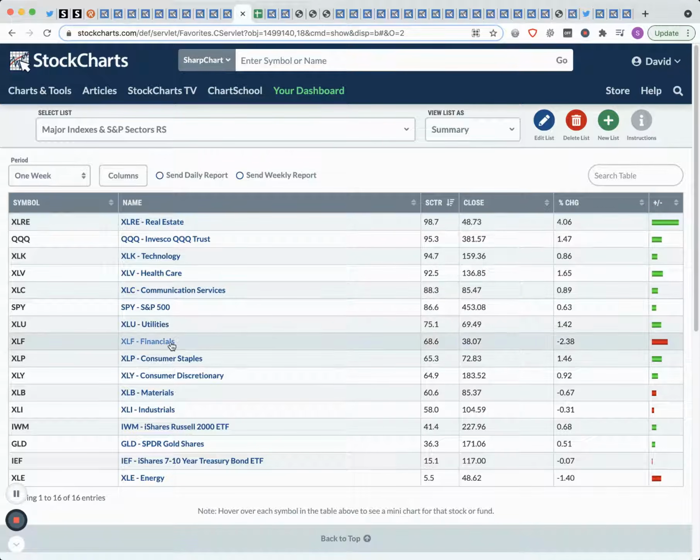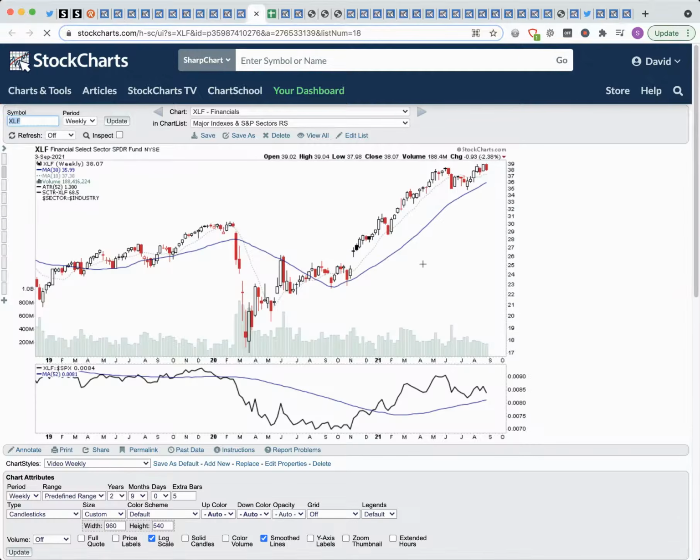So you can see financials was the top group last week, but it had a bad week. It was making a cup and handle type thing, but potential late stage failed base type action in that one.